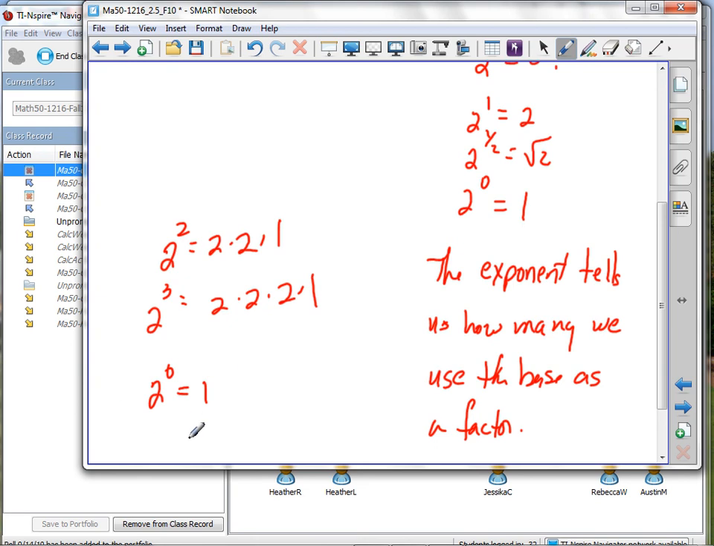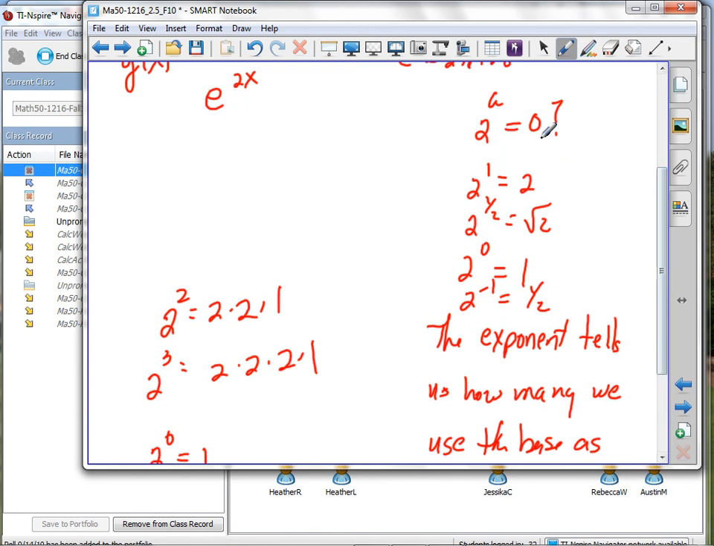How many factors do we use of the base? We don't use any. What's the only thing that's a factor then? 1. Why? 1's a factor of everything. Okay. Now, we also get down to 2 to the negative 1. That'd be 1/2. 2 to the negative 2 is 1/4 and so forth. Is there any possibility of these outputs getting closer or getting to 0?